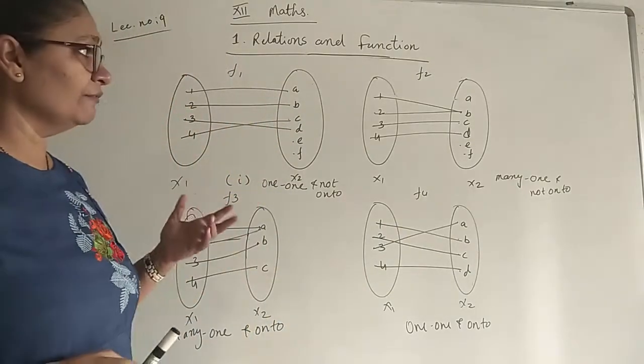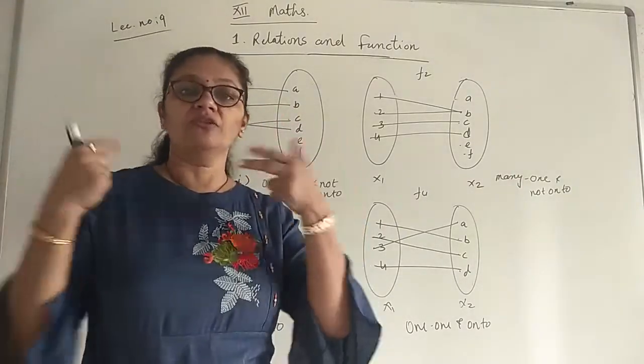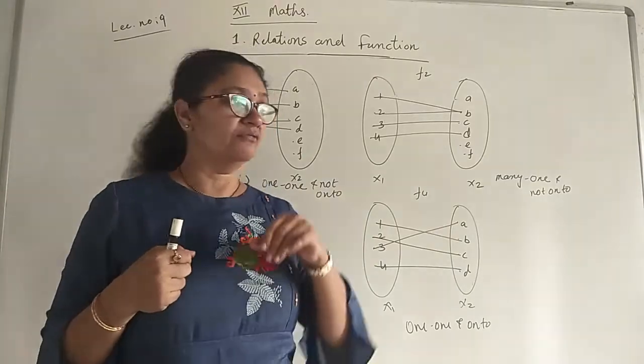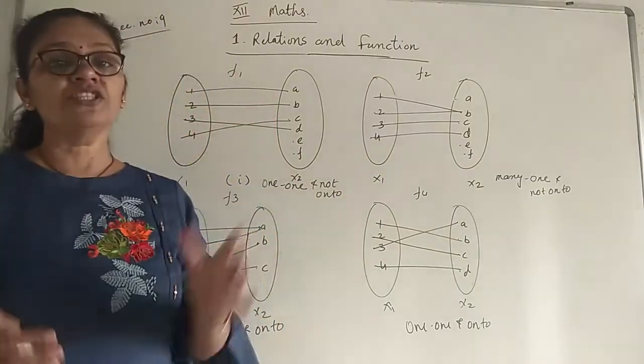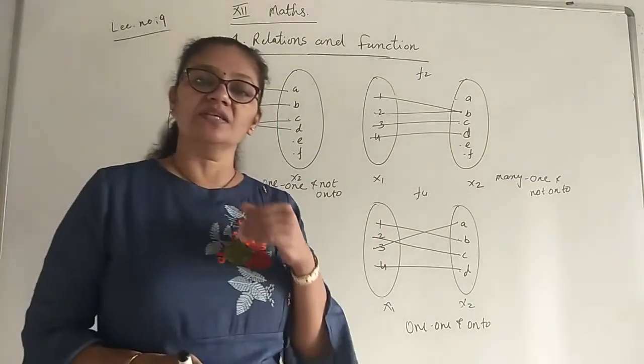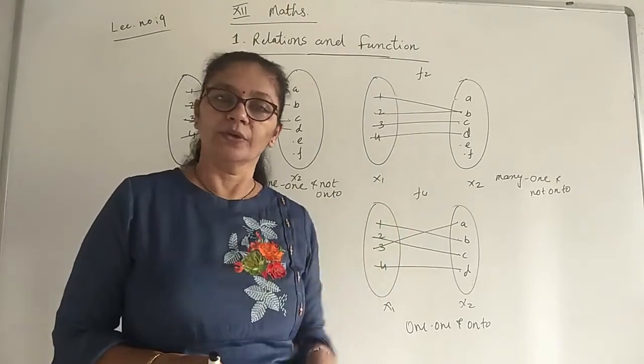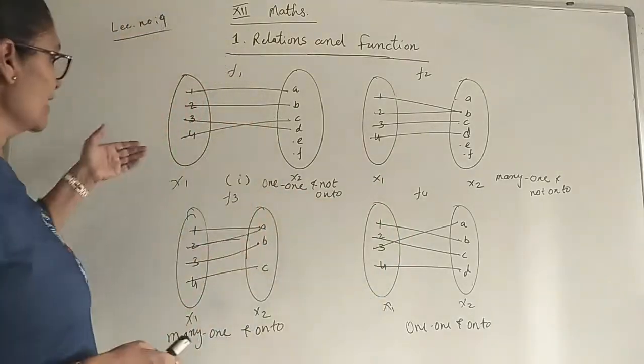Okay, what is many-one? With 2 different questions, we get the one answer. That is your many-one. What is an onto function? If range and codomain are the same, then you can say it is onto, and if not, then you can say into. Okay, come to this diagram.